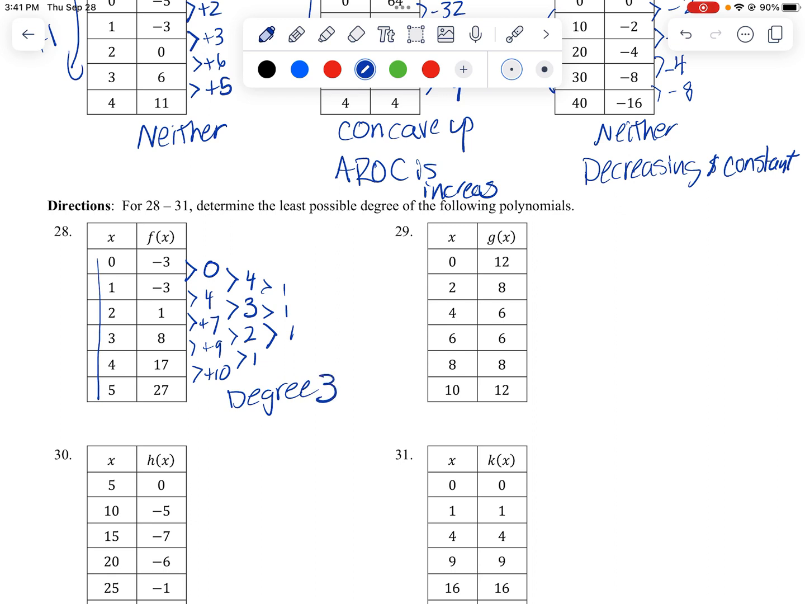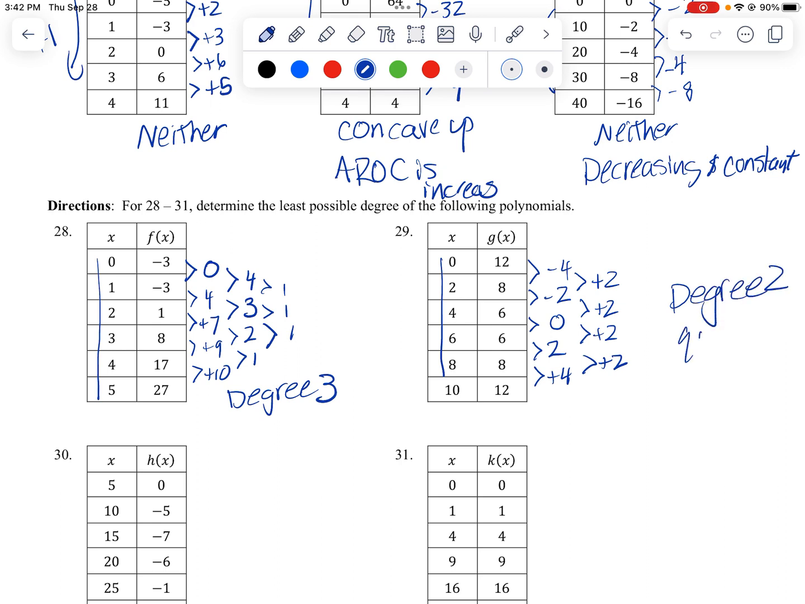These are all going up by 2s here, so that's good. So we can say down by 4, down by 2, 0, up by 2, up by 4, up by 2, up by 2. So those are the second difference. So this is degree 2, which would make it a quadratic.